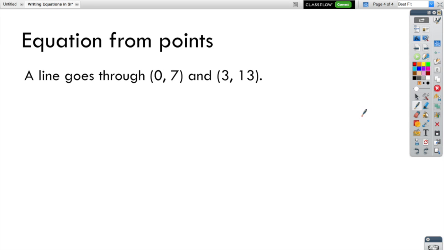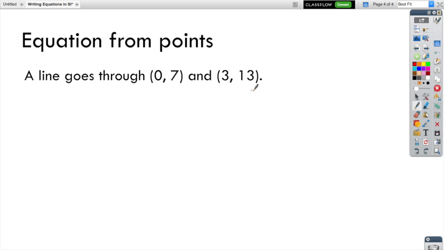All right, now here's a third situation. I want to find the slope-intercept form of my equation again, but once again it's a different scenario. And this time we're going to find the equation, but just from 2 points. So they're asking us to imagine here a straight line that goes through these 2 points.